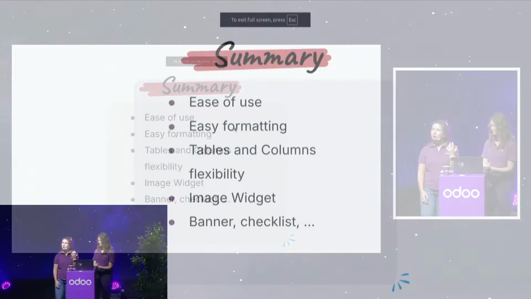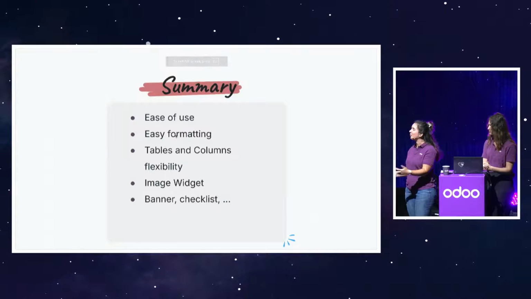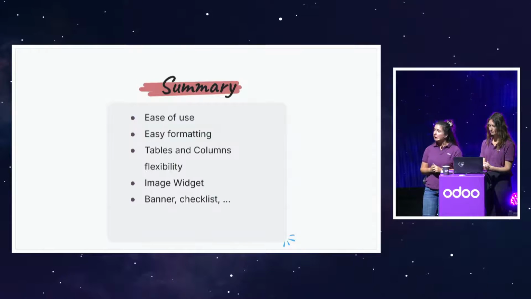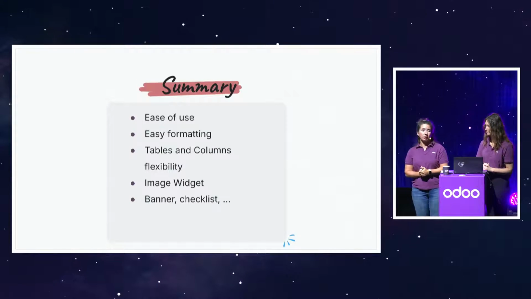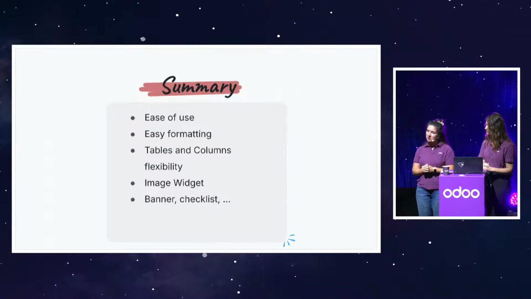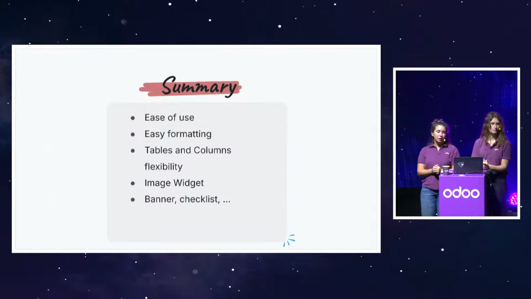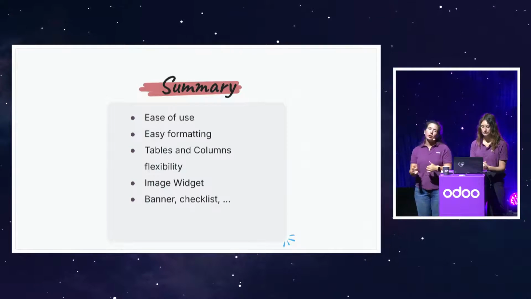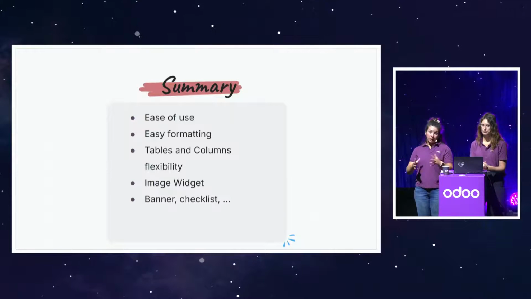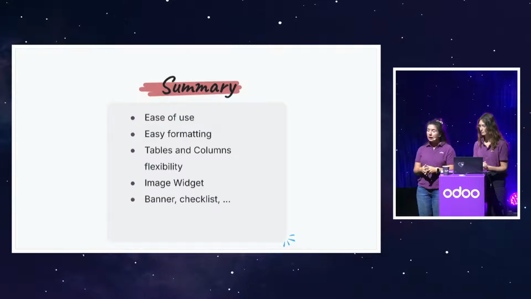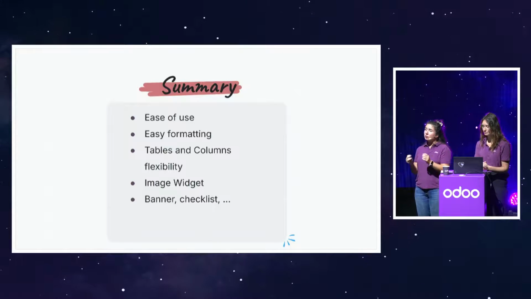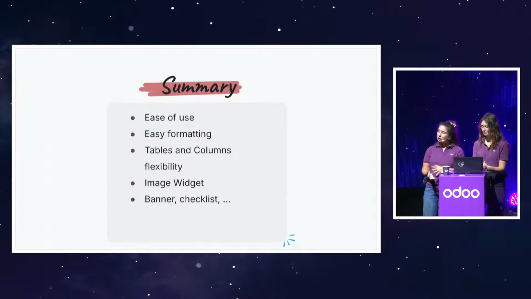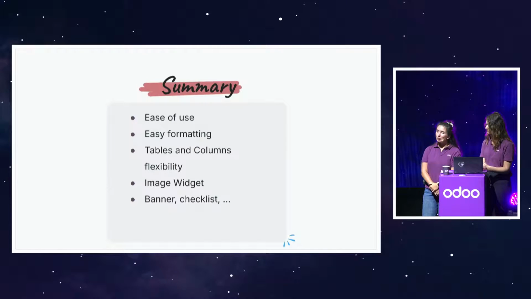So, as we mentioned, there are a lot of things that we can do with the report editor. As you've seen, it's really easy to use. We can do everything directly with the report editor without going into the XML at all. We can do easy formatting, either from dynamic or static text. We now have really free use of tables where we can add columns and also change the size, giving us a lot of flexibility. For the image, we can now add them directly without having to add the widgets. And of course, we have all of the regular tools like banner and checklist, which allow us to really make the report ours.